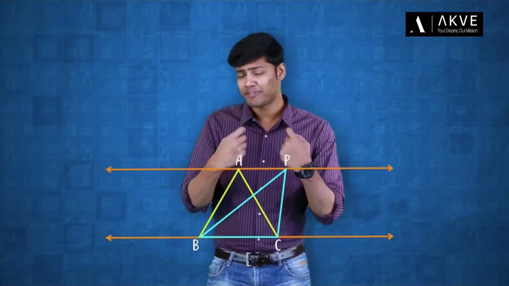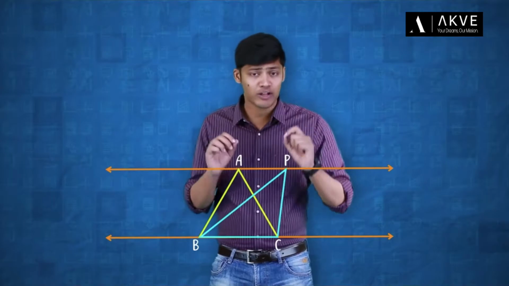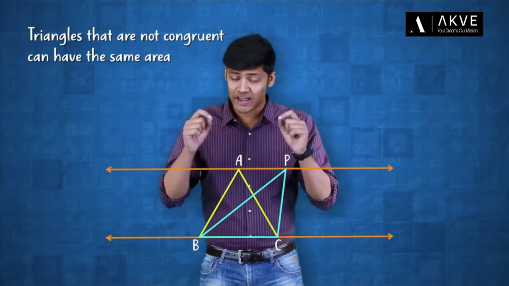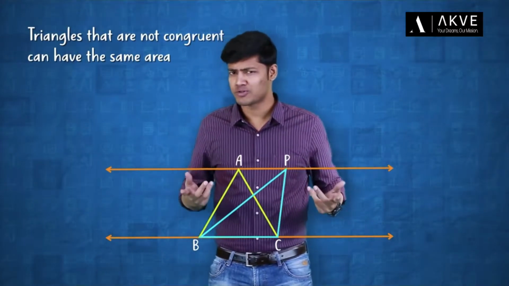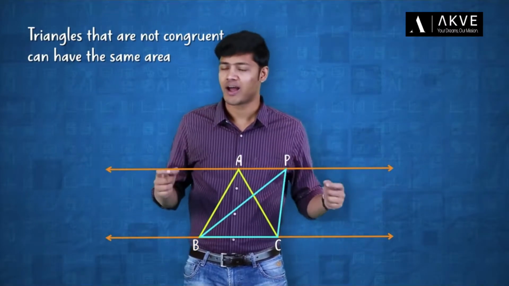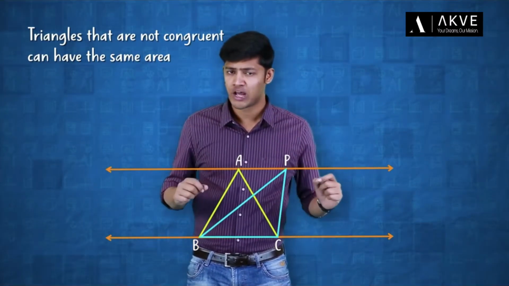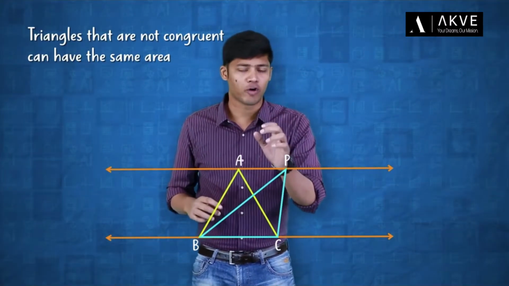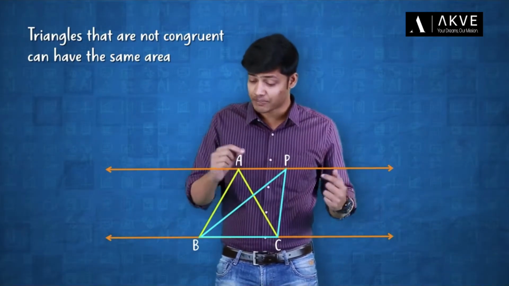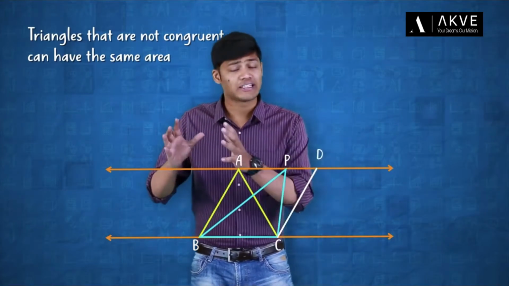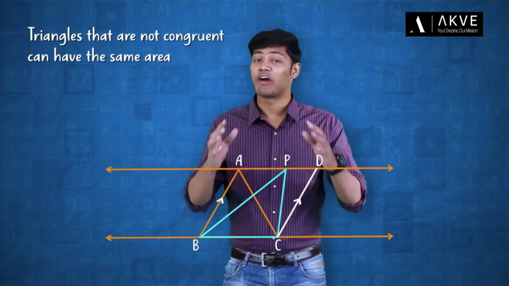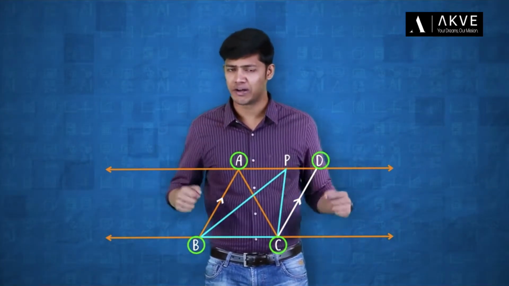Now, what if I tell you that even though these two triangles may not be congruent, they have the same area? Confused? Don't worry. I won't leave you just with that statement. I am going to prove it. But first, we need to perform a small construction. From the point C, draw a line segment CD such that CD is parallel to AB. Now, we have a parallelogram ABCD.